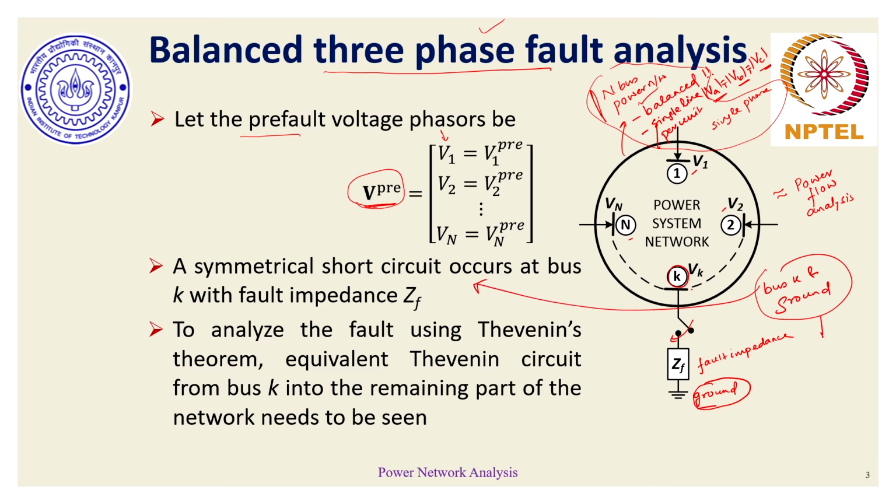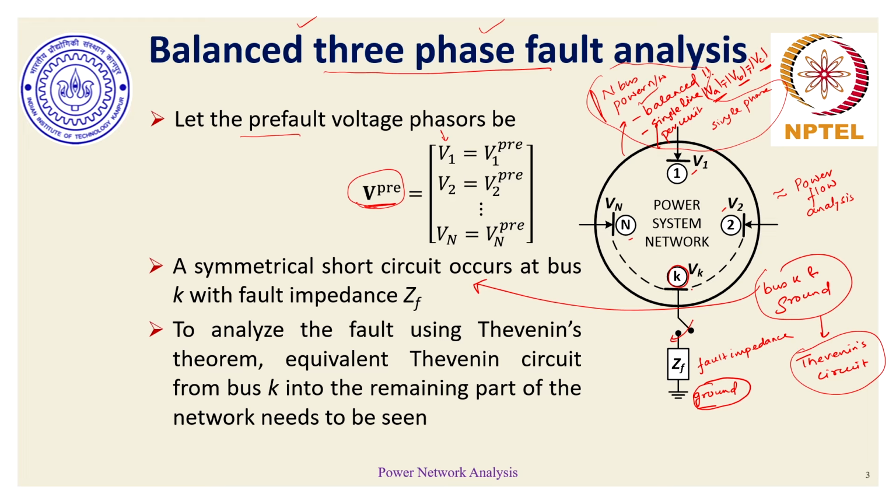So essentially we have to find the Thevenin circuit of the actual power network as seen from the 2 points of reference, one bus K and the other being ground Z, the ground point itself. So the question here is that the Thevenin circuit has to be found so that Thevenin's theorem could be applied to understand the implication of this three-phase fault.